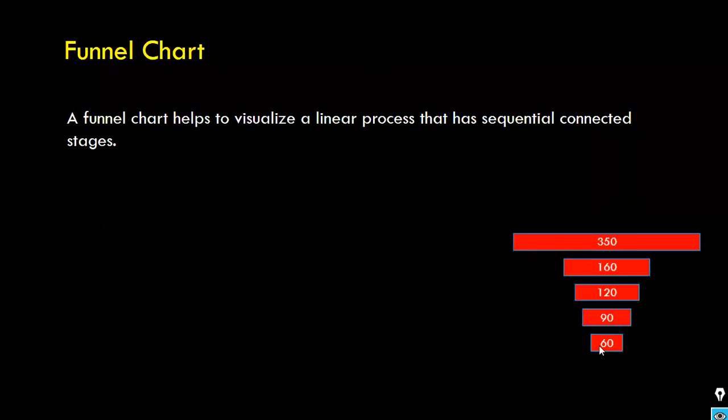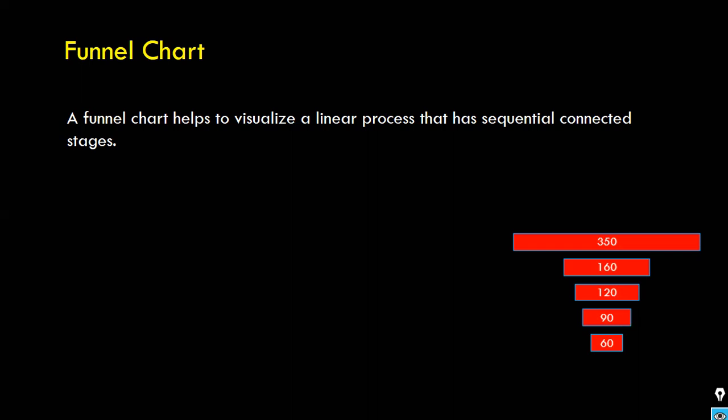helps to visualize the linear process that has sequentially connected stages. It shows the flow of changes. This funnel chart looks like an inverted pyramid. The top section of the funnel chart, if you see here, displays the wider area, which often decreases as it moves forward into the channel. So this helps us visualize the linear process that has sequentially connected stages.